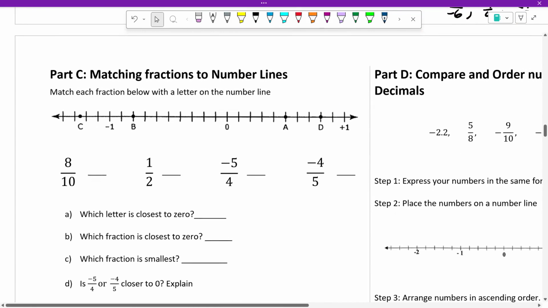Okay, so now we put all these different strategies together and we use whatever we can to answer the question. Here we have 4 fractions.